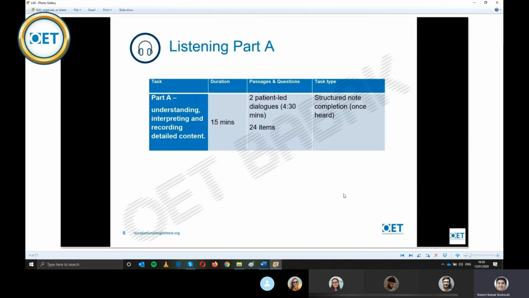Now look at listening part A, which is 15 minutes, 24 items. What does that mean? You have less than 1 minute for each item. And 24 means how many of the total? More than half. So the first part has more than half.